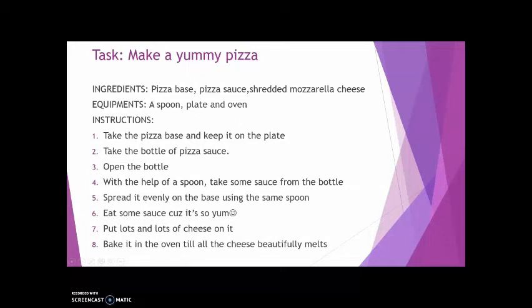Now you'll be thinking, how is this related to what we are learning today? So basically what we wrote as instructions can be called a set of algorithms. So this is the main algorithm, and inside we have written down a bunch of rules. So taking the pizza, keeping it on the plate, taking the bottle, opening the bottle, taking some sauce from the bottle, spreading it, eating the sauce, and then putting lots of cheese and baking it. All of these are steps to give us the desired output, which means we'll get a yummy, beautiful pizza.